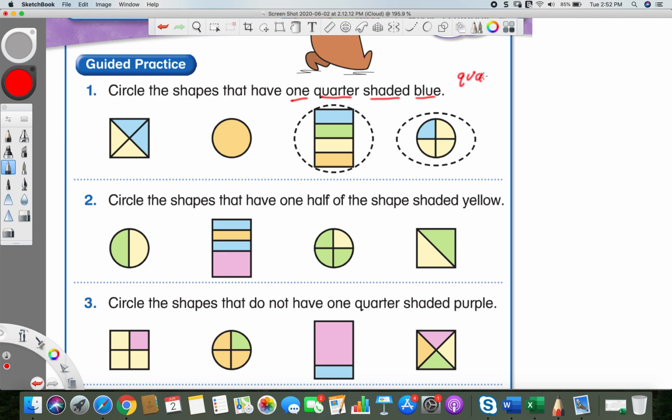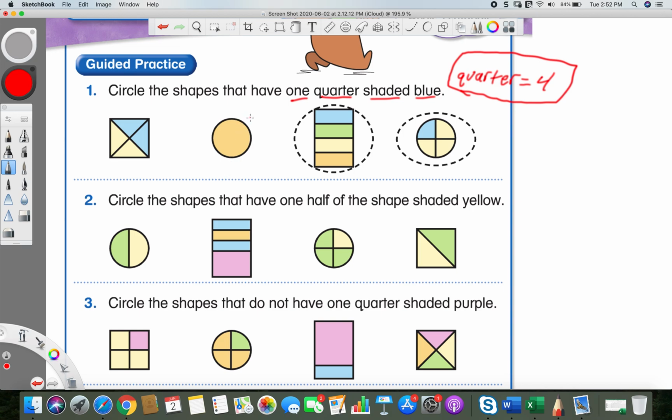And remember, a quarter, let me try to write that down. A quarter equals 4. Okay, we can't forget that. When we hear the word quarter, it means 4 pieces. Okay, do not forget that. So we are looking for shapes that have 4 pieces.